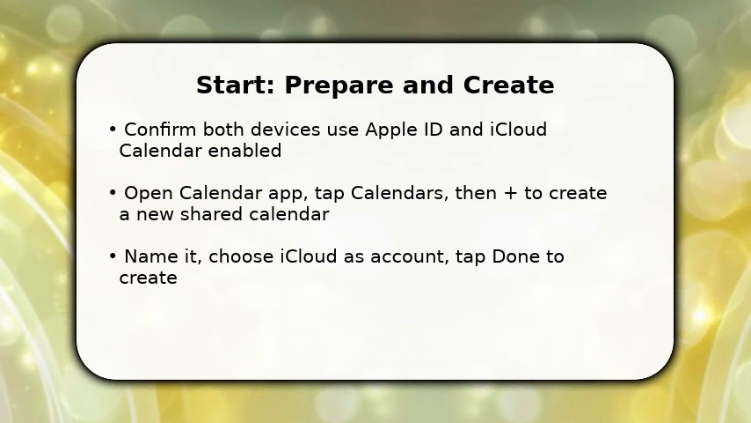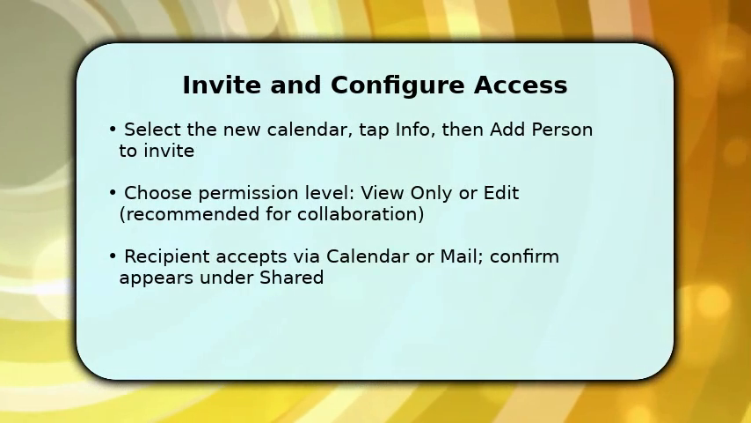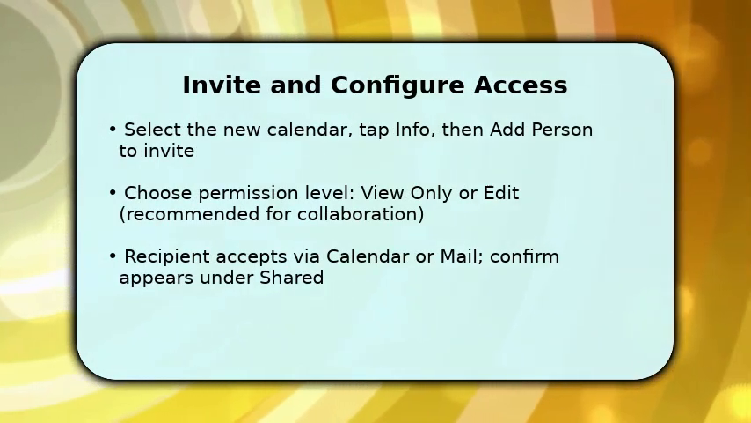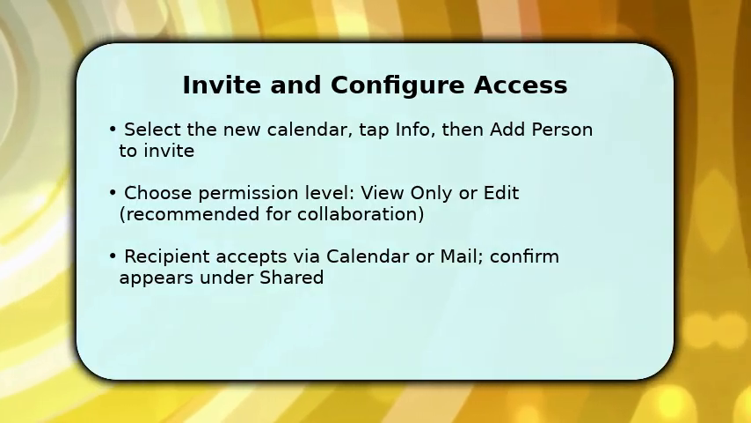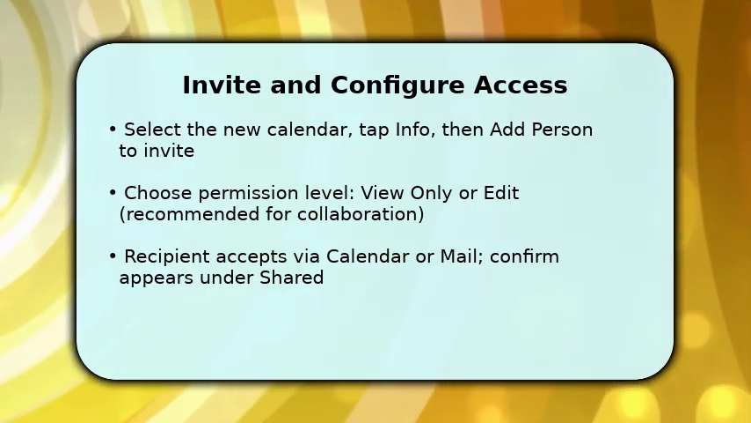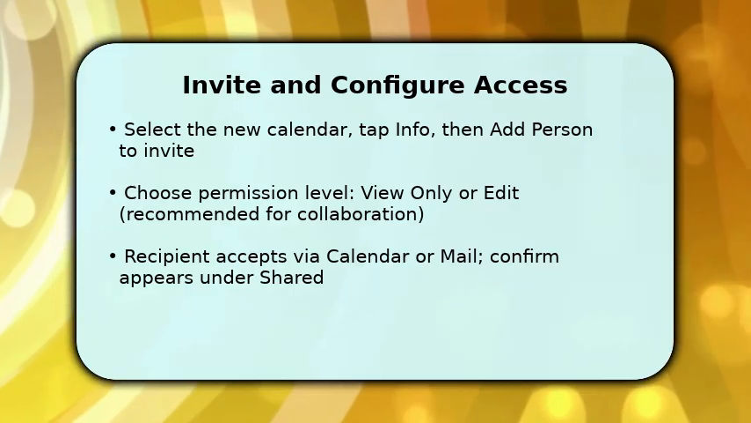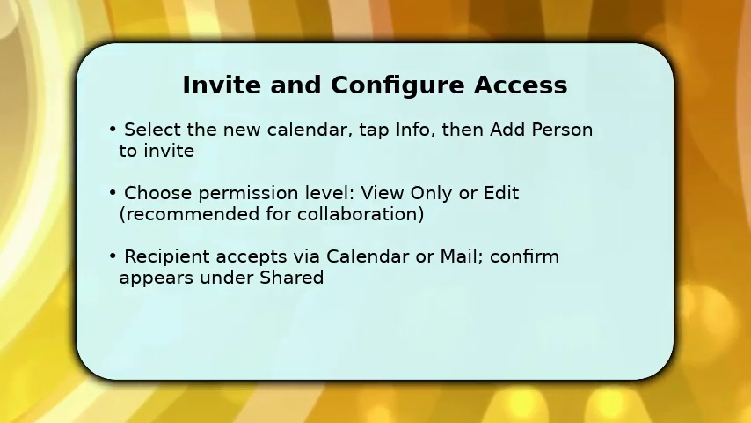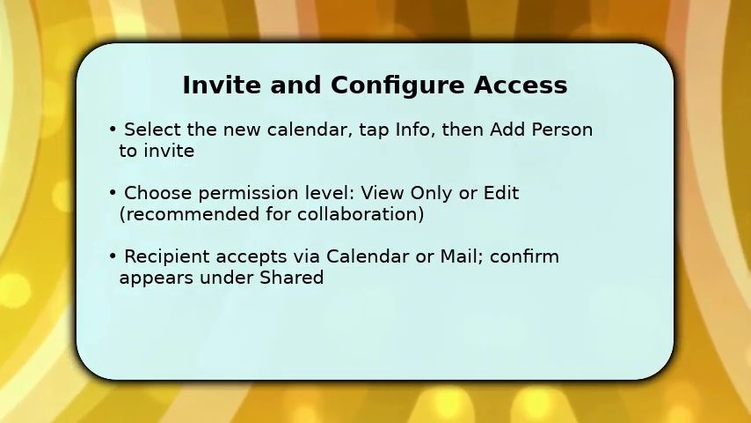Next, select the calendar and tap the information icon, then add person to invite your collaborator by their Apple ID email or phone. Once invited, choose Edit Permissions if you both need to create and change events. View Only restricts changes. The other person accepts in their calendar app or mail. Once accepted, the calendar shows under Shared. Make sure your default calendar is set to this shared calendar when creating events.